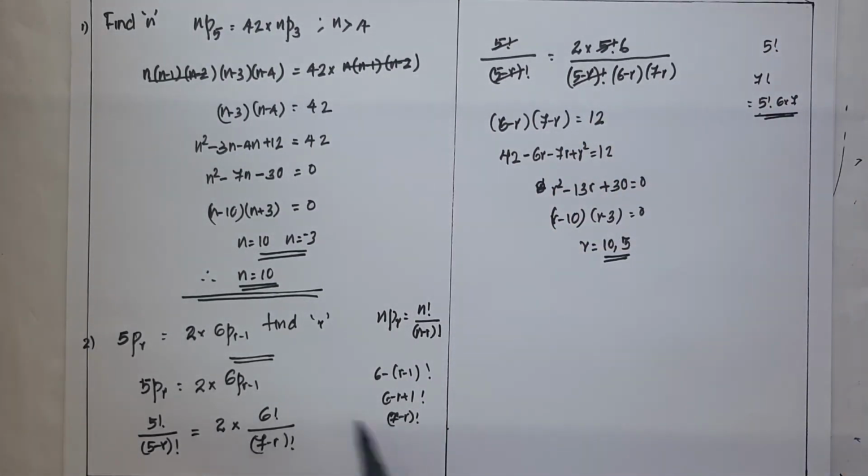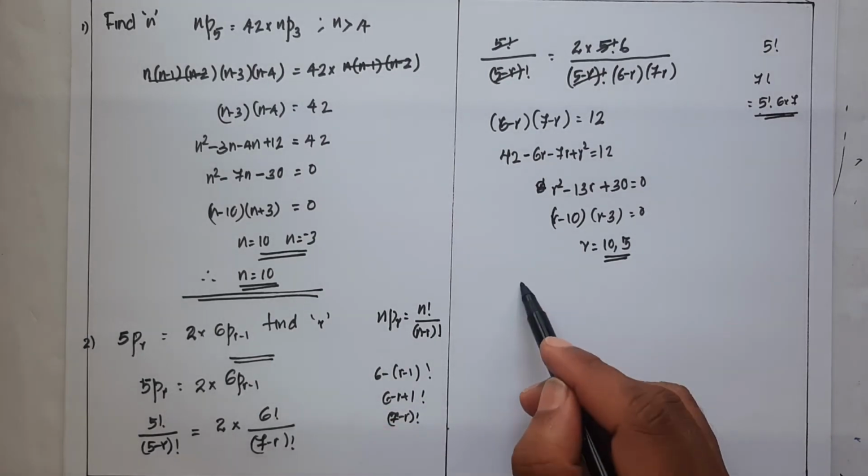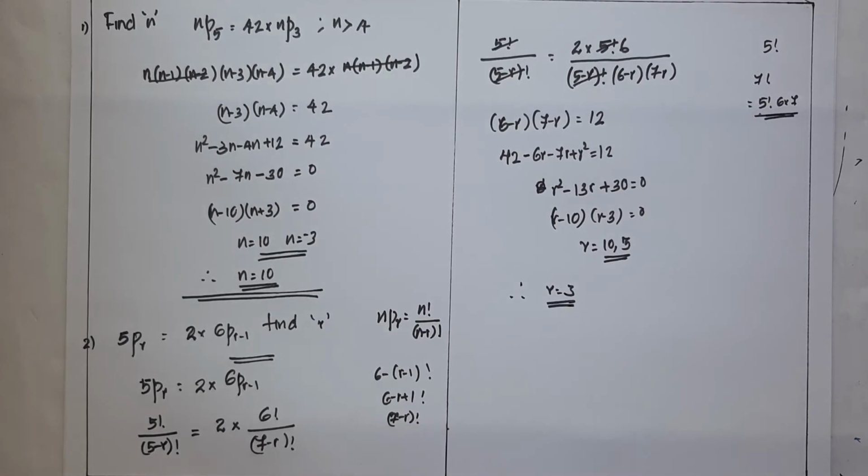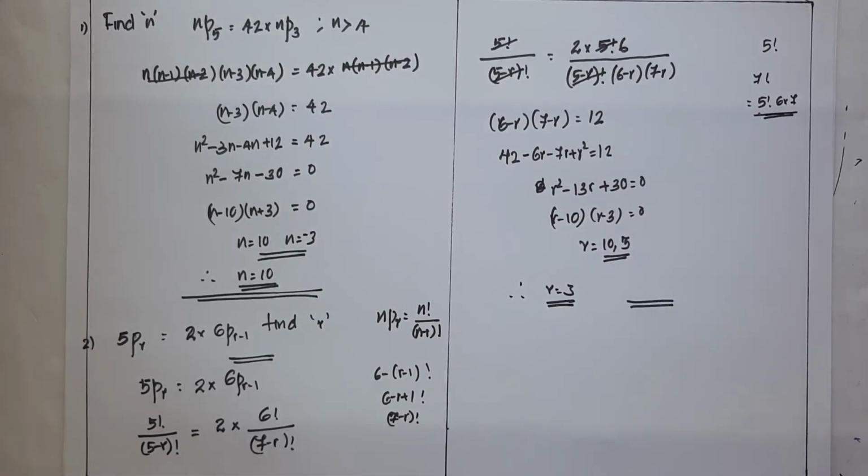If we substitute r as 10, we get a negative factorial. So here we consider only the value of r as 3. r equal to 3 is defined. That is the answer. Okay. These problems give a basic idea about the formula NPR. Now we will discuss one more question similar to this.